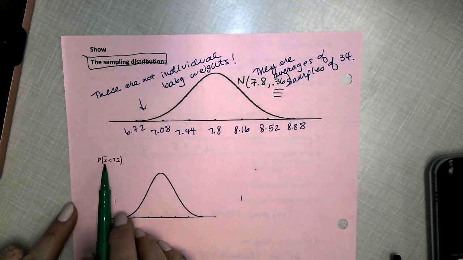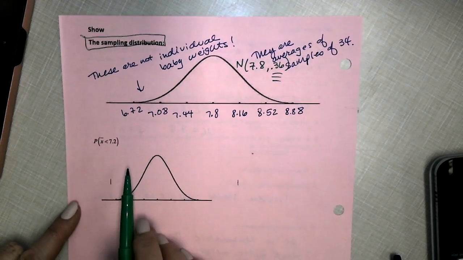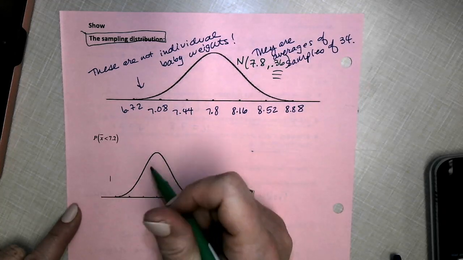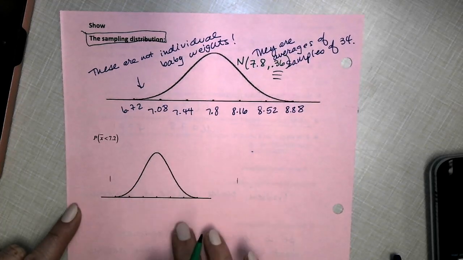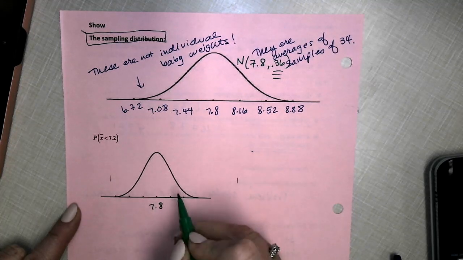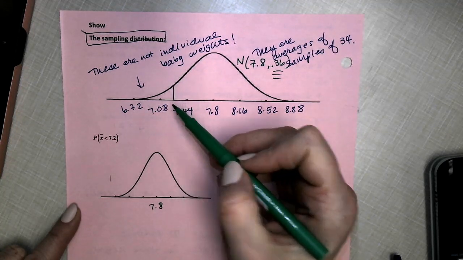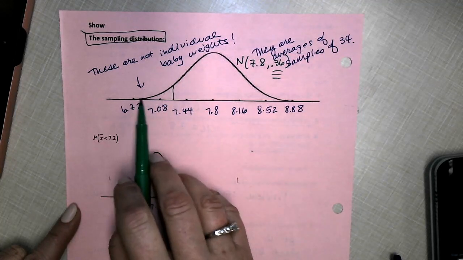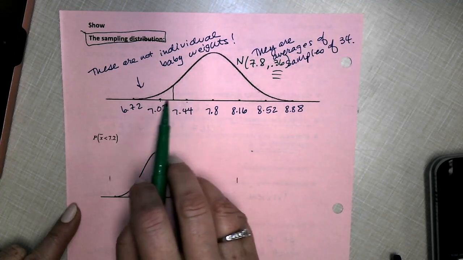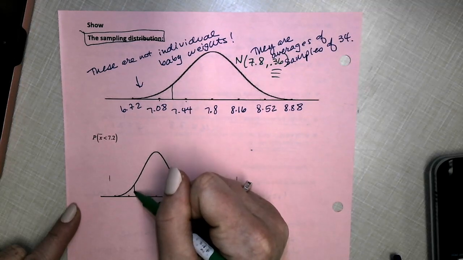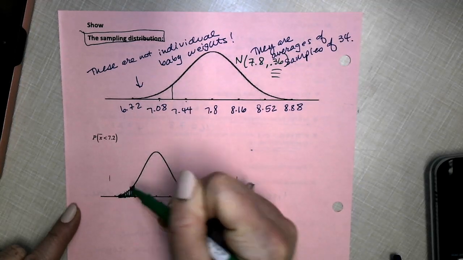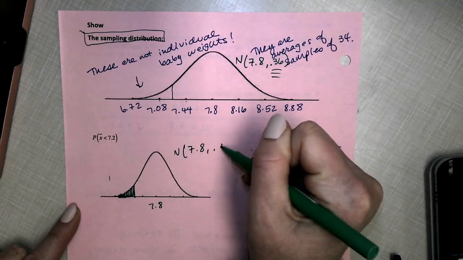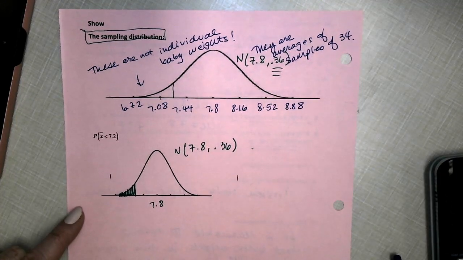We want the probability that the mean is less than 7.2. If you line it up under there, this is still 7.8, and we knew that 7.2 landed somewhere between the second and third marks, so it's right in here if you want an accurate picture. You can rewrite this if you want. That's what you're looking for.